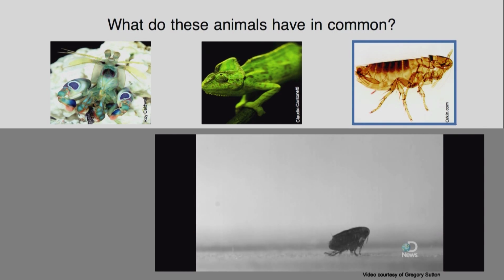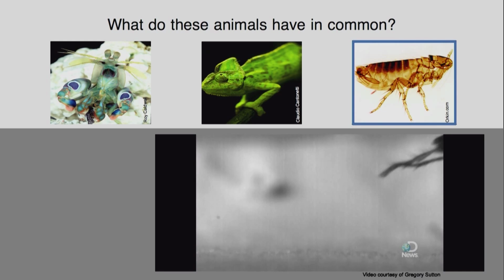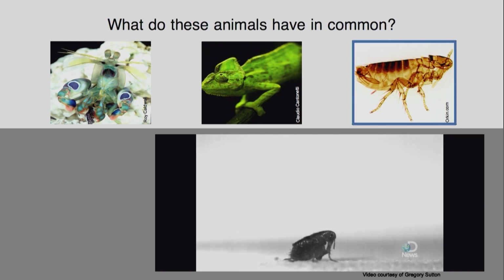Right? This is a slowed down video of a flea jumping. But when you actually look at how high these things can jump, depending on the species, they reach heights from 200 to 400 times their body length. So they jump super high.